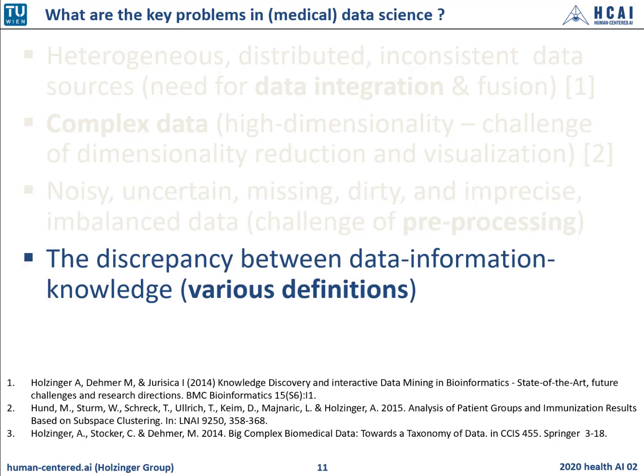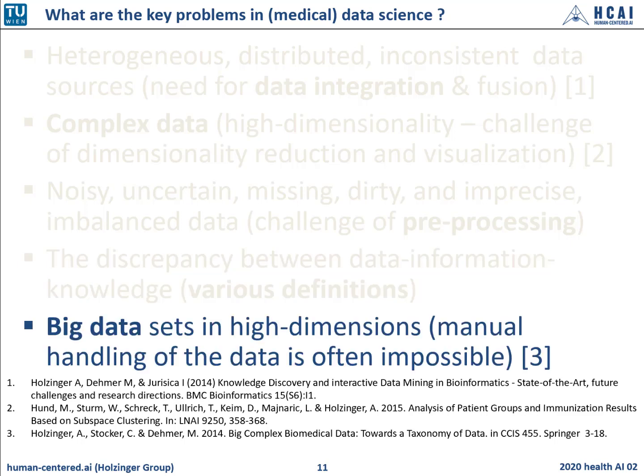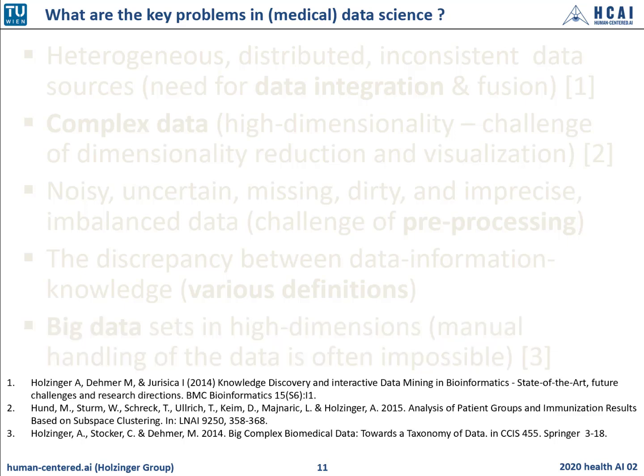So then the discrepancy between data, information, and knowledge, there are various definitions. Also in this course we will have some definitions and we will follow these definitions. And then what is called big data sets in high dimensions. So this manual handling of the data is often really impossible. So this is just large amounts of large data sets.